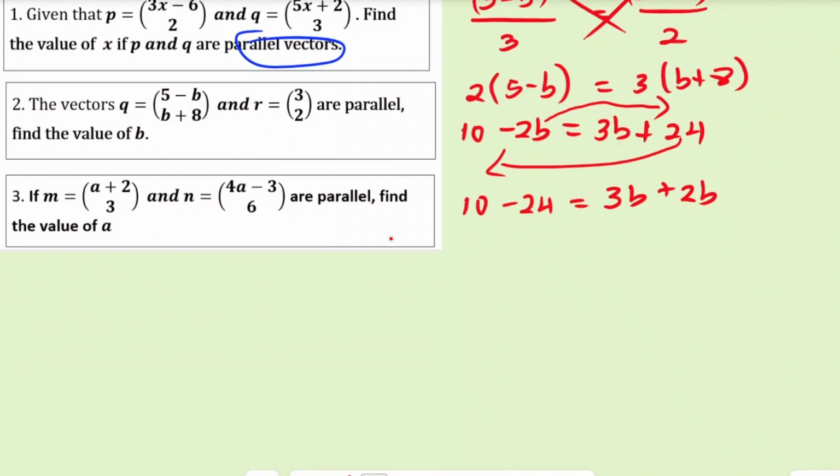So let's continue from this side. 10 minus 24, that's going to be negative 14. That is equal to 3b plus 2b. So the answer is going to be 5b.